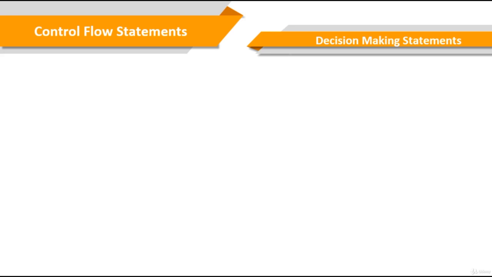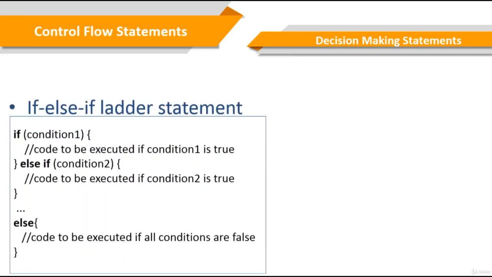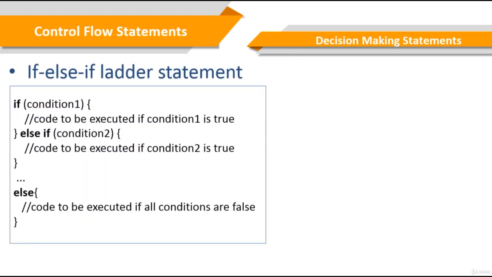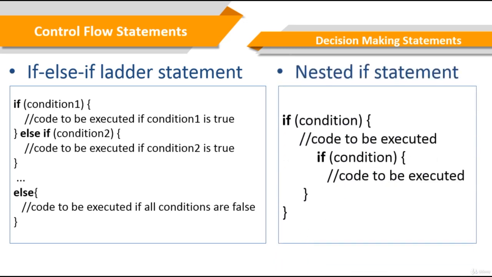Let's have a closer look now at the if-else-if ladder statement, as well as the nested if statement syntax. First, the Java if-else-if ladder statement executes one condition from multiple statements. Secondly, the nested if statement represents an if block within another if block. So here, the inner if block condition executes only when the outer if block condition is true.